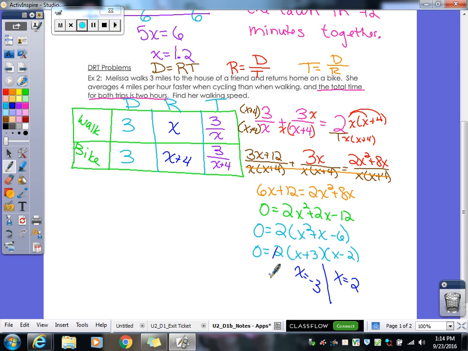So can I keep both those answers? You have to think about it. They told us to find her walking speed. Can I have a walking speed of negative 3 miles per hour? No. So that's extraneous.